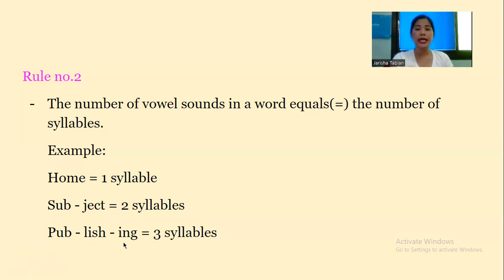All right, next we have publishing. How many vowel sounds are there? We have u, i, i. So there are 3 vowel sounds, meaning to say there are also 3 syllables. 1, 2, and 3. Pub, lish, ing. If we're going to put it together, how do you read that? That reads as publishing. Okay. Next.